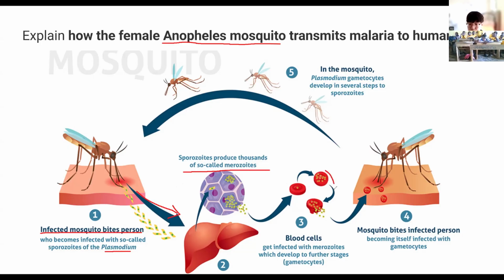And as the parasite progresses, another mosquito bites the infected person. So the person is affected and transmits that disease to the mosquito. And then that mosquito goes on to bite another person. And that's how malaria is spread.